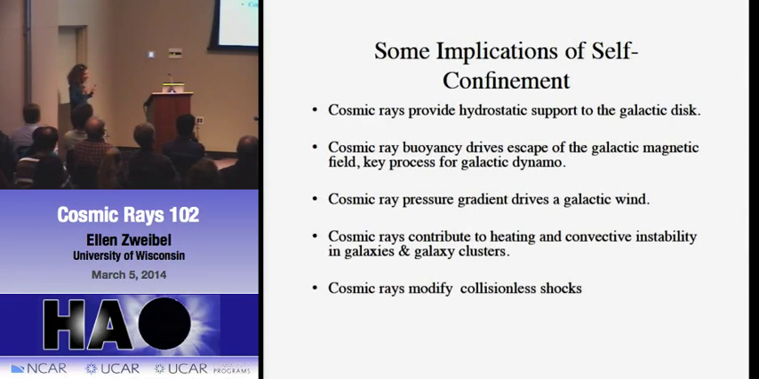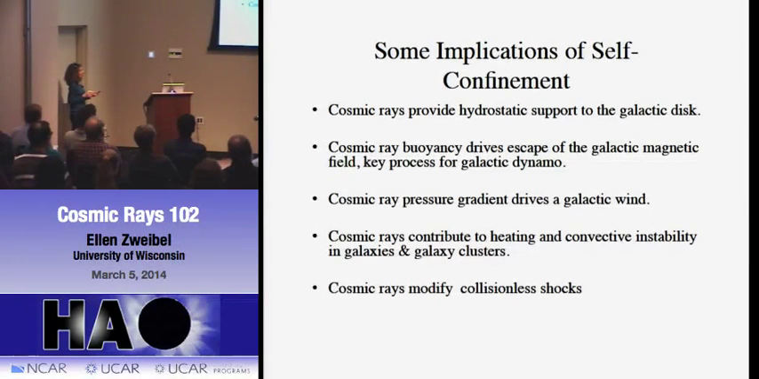So what are the implications of self-confinement? If the crossover from self-confined to externally confined, or extrinsically confined, cosmic rays occurs at 100 to 200 GeV, then most of the pressure is there to be transferred to the stellar medium. Under those conditions, the cosmic rays provide hydrostatic support to the galactic disk. They tend to be buoyant because there's very little mass density in them. They can drive escape of the galactic magnetic field, which is a key process for the galactic dynamo, just as it seems to be on the sun.